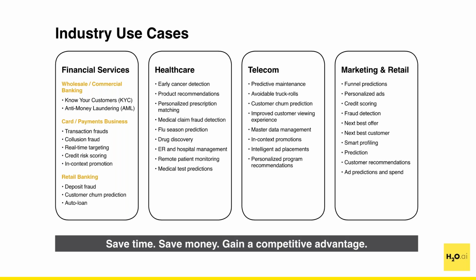If you go across to healthcare, we're seeing really interesting use cases like early cancer detection, doing product recommendation, personalized drug matching, for example. On the insurance side, we're doing use cases around medical claim fraud detection. We're doing things around payment benefits and much, much more. Coming to telcos, a ton of use cases around predictive maintenance, doing better customer satisfaction using avoidable truck rolls. We do things around customer churn prediction, and also helping improve the in-network experience for some of these telco customers.